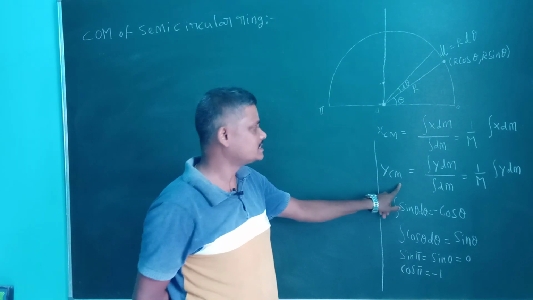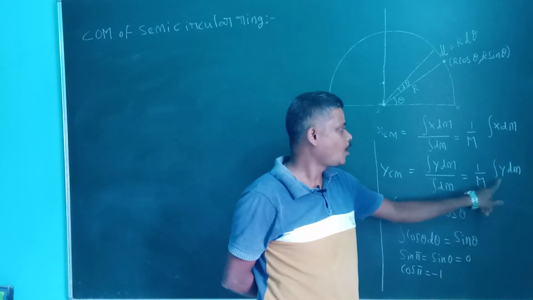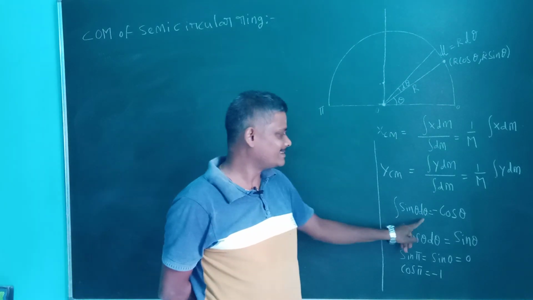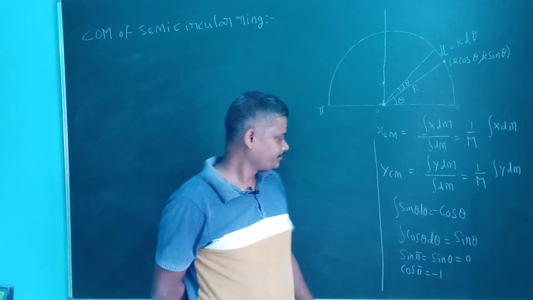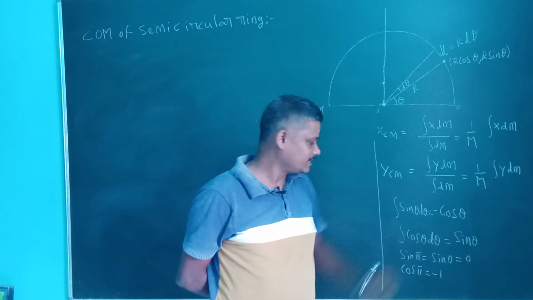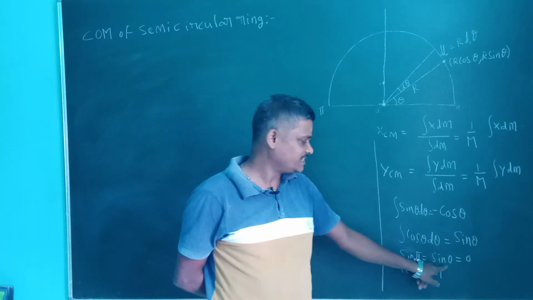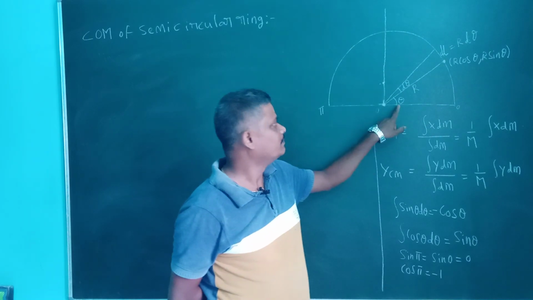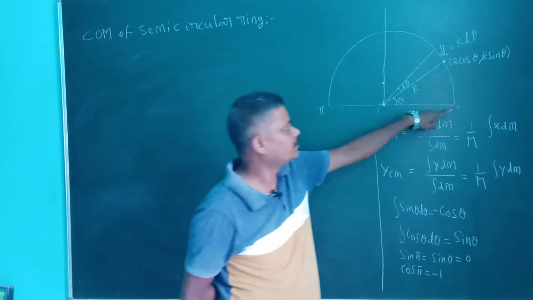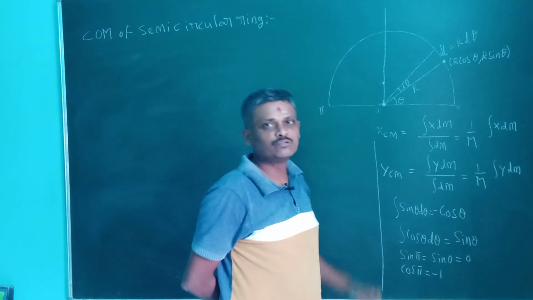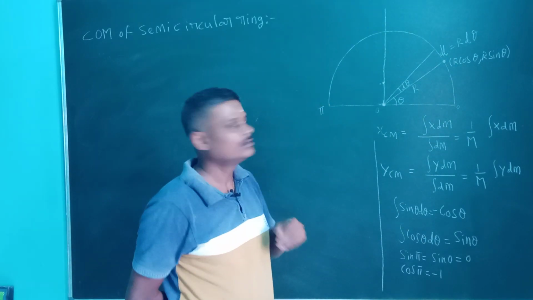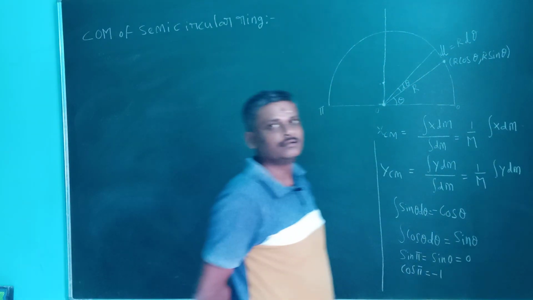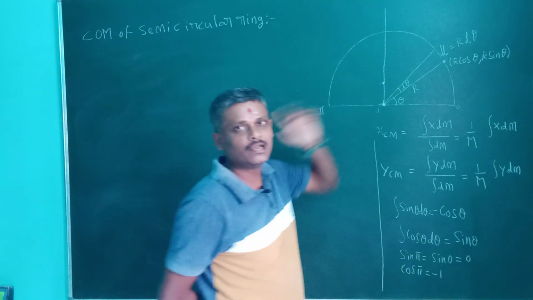Similarly, y center of mass is given by 1 by M integral y dm. You should remember that integral sin theta d theta is equal to minus cos theta, integral cos theta d theta is equal to sin theta, sin pi is equal to sin 0 is equal to 0, cos pi is equal to minus 1, and the limits of angle theta vary from 0 to pi. As we know, theta is equal to L by r. The length of the arc dl is given by r d theta, where d theta is a small angle.